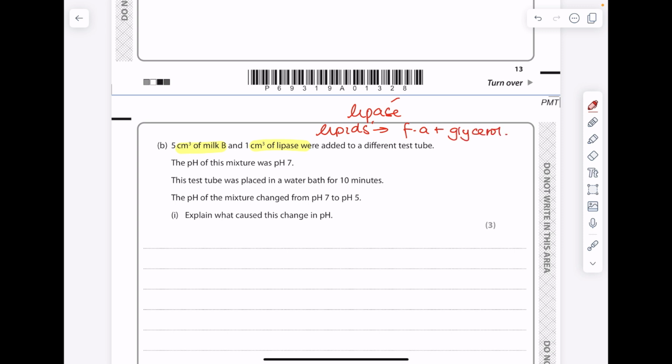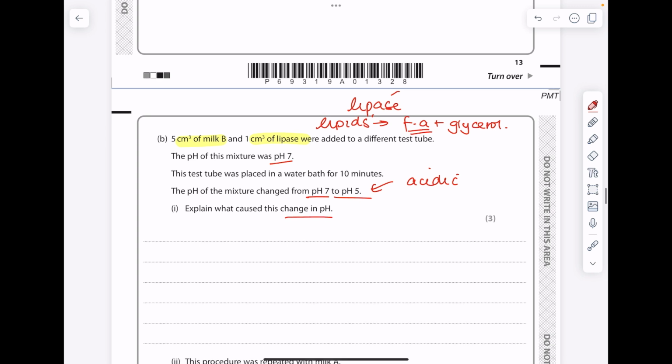The pH of this mixture was pH 7. The test tube was placed in a water bath for 10 minutes. The pH of the mixture changed from pH 7 to pH 5. Explain what causes this change in pH. So we have lowered our pH, it's become more acidic. Why is that? Because that lipase has digested the lipids into fatty acids, and fatty acids have a low pH.